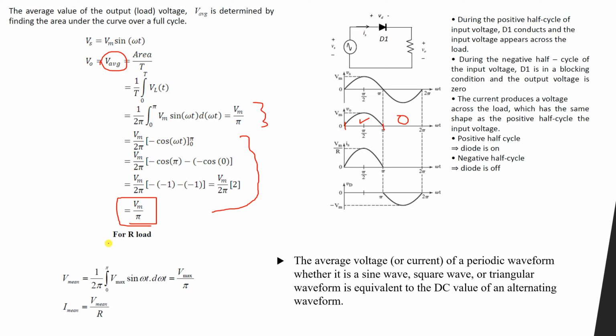Okay, now this is for what load? For R load. This is pretty important as we have RL, we have different loads that we are going to see. So as you can see, V average will be Vmax over pi. What about the average current? It is very simple. You can see it is similar to this waveform, however divided by R. So as you can see, I average will be V average over R.